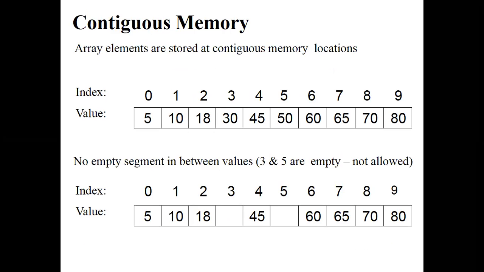Contiguous memory means array elements are stored at continuous memory locations. You can see in this example that slot 0 has 5, and then we keep increasing the numbers till 9. However, we don't need to make any position empty. Like in this example, we made the 33 slot empty and just kept the number 30. Similarly with the 5 and the 50. So it's not allowed. You have to fill the whole array. If there are gaps in the array, then you cannot search effectively, and you will face problems.